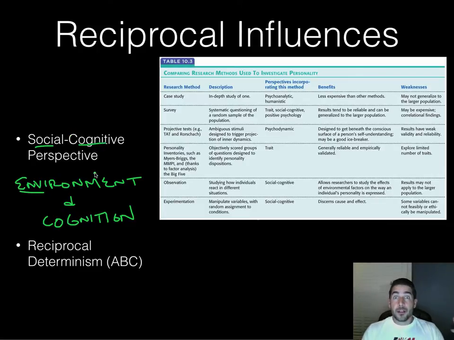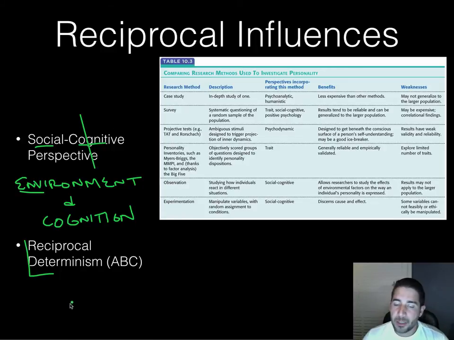So how the way you're thinking interacts, your personality with the environment, and that's how you live your life. So this is just an entire perspective. More specifically, in the social cognitive perspective, there's this idea called reciprocal determinism.